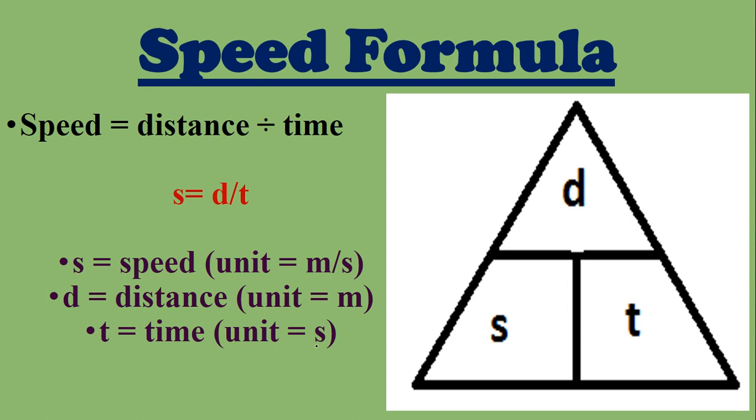Now, in the triangle form, if you don't remember, numbers next to each other, you would multiply, and numbers on top of each other, you divide. So S is at the bottom, D is at the top, T is at the bottom as well. We already know that because D divided by T, so D divided by T, and then S goes in the empty spot.